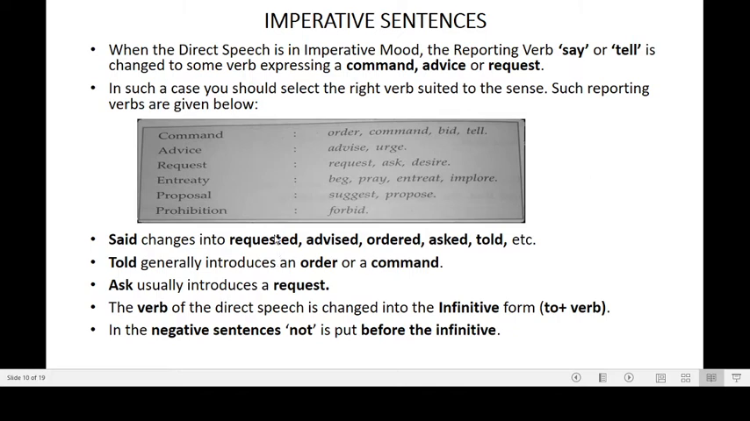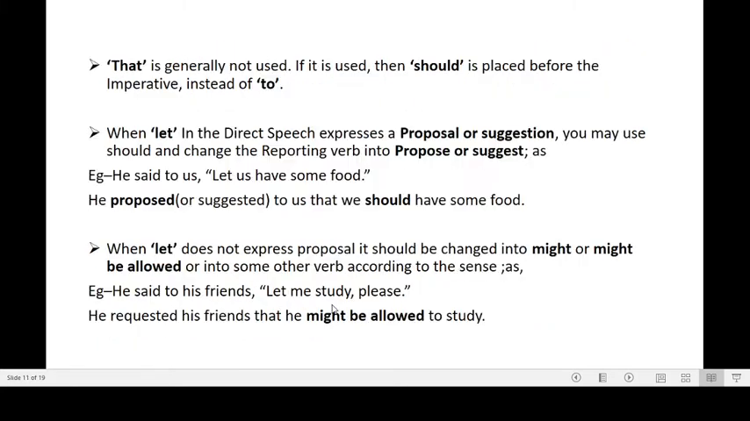You should understand that imperative sentences are commanding sentences or requesting sentences, or they can also be said as ordering sentences. Here in imperative sentences, we use the reporting verb he ordered me, or she commanded me, or she advised me, or she requested me. We use these words in their past form as reporting verbs, and along with these reporting verbs we use the infinitive form. So we add to the verb which is given in the sentence.